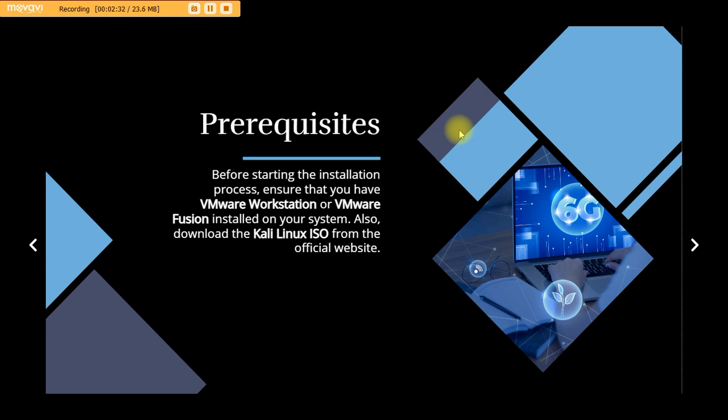Now, the prerequisite before starting the installation process is to ensure you have VMware Workstation or VMware Fusion installed on your system. You also need to download the Kali Linux ISO file from the official website. Just go to Google, type VMware and download, and it will take you to their website. Then do the same for Kali Linux, and it will take you to the website where you will download the Kali Linux ISO file.